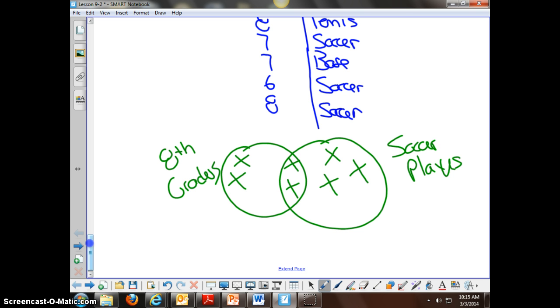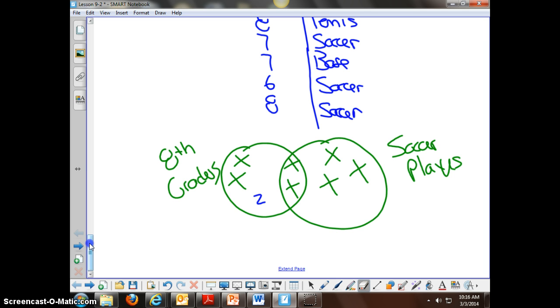So, in total, how many 8th graders do we have in our table? Everybody. 4. We have 4 8th graders. 2 of them that are just in 8th grade, 2 of them that are in 8th grade and play soccer. In total, how many soccer players do we have? 5. And in total, how many 8th grade soccer players do we have? 2. So the other way that you would see this information is you could see a 2.